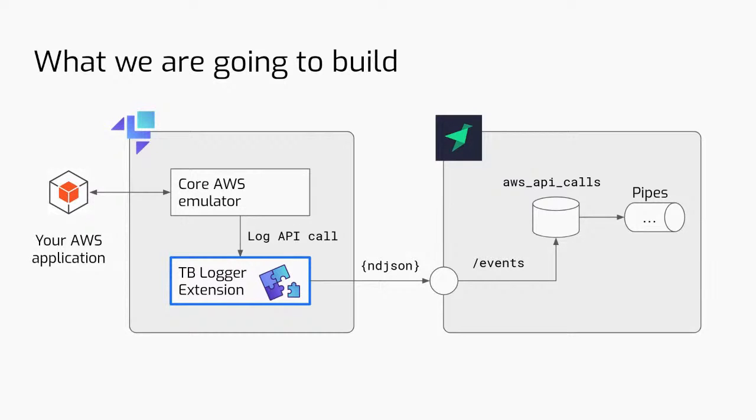Since your application behaves when it runs against LocalStack in the same way as AWS, this will give you a way to look inside what your application is doing with AWS. Then we'll write some queries on top of that, and Jordi will show you some functionality of Tinybird, like materialized views and aggregations on top of that data.